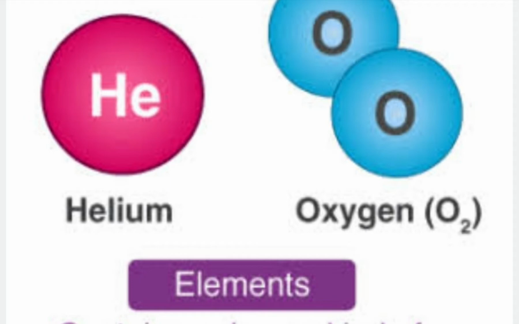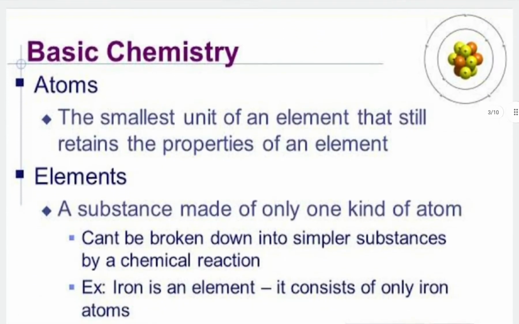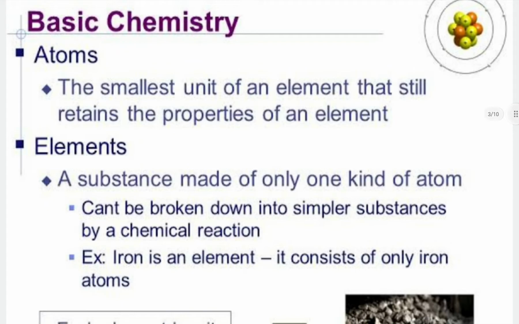Element. Suppose if you take a copper rod, we can say it is an element because if that particular rod contains only copper atoms, we can say it is an element. If a substance contains only one kind of atom throughout, we can say it is what? Element. So what is an atom?